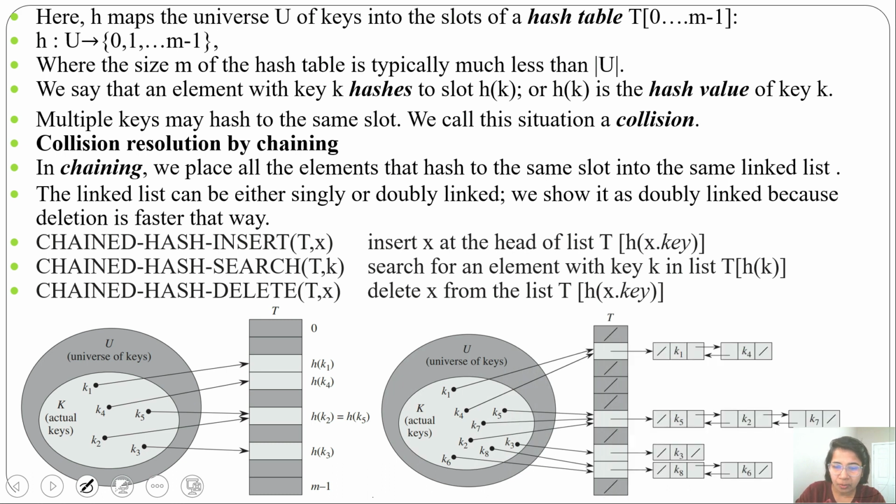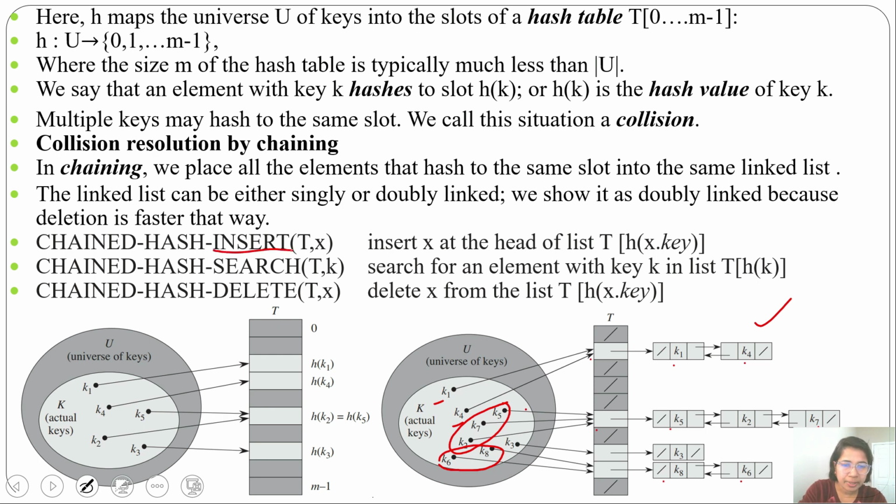So this is an example of chaining. K1, K4 map to the same slot, so we can make a linked list for K1 and K4. Here we use a doubly linked list. Then K5, K7, K2 map to the same slot, so you can make a linked list for K5, K2, K7. They can be in any order. Okay. Next K6, K8 map to the same slot, so you can make a linked list for K8 and K6. If multiple keys map to a single slot, then make a linked list for them. And that's all about chaining.